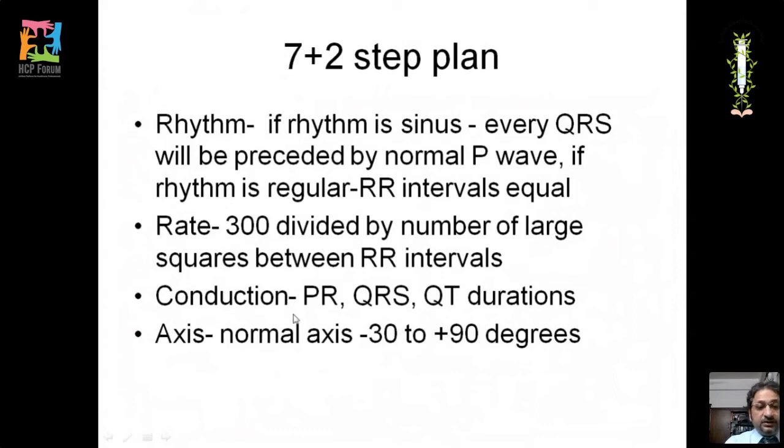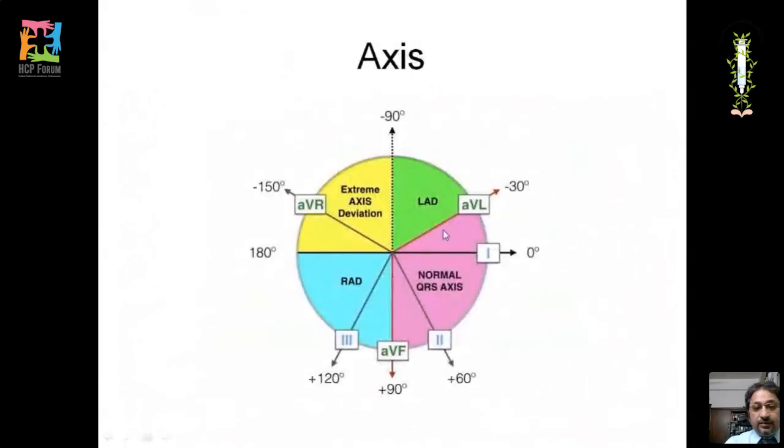The conduction is interpreted by the durations of the PR, the QRS, and the QT. The normal axis of the heart is from -30 to +90 degrees, and you calculate it by taking into account 2 perpendicular leads. One is lead 1 and the other is lead AVF. Lead 1 is from 0 to 180 degrees, and AVF is from 90 to -90 degrees.